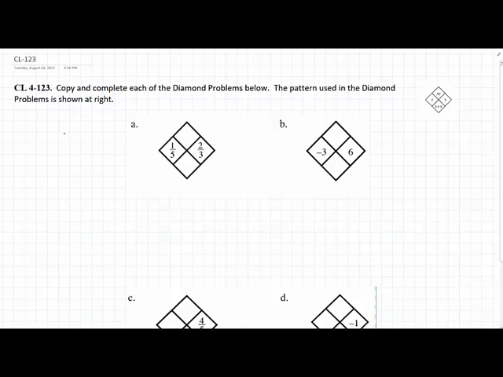Okay, 4-123 are more the diamond problems. We're going to continue using the pattern. X is on the left, Y is on the right, X times Y is on the top, and X plus Y is on the bottom.